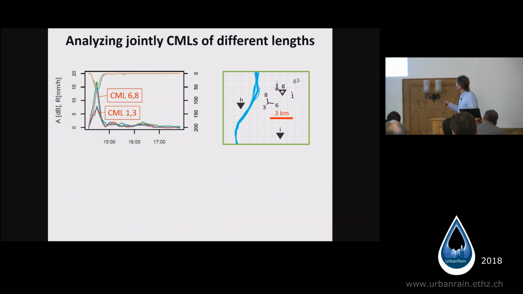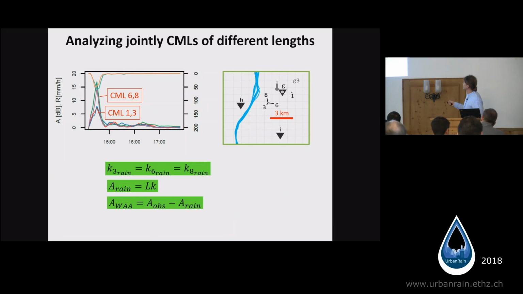And one other option is looking at microwave links which are very close to each other, and we can assume that they were affected by the same rainfall, and they have different lengths. So if they were affected by the same rainfall, and they have the same frequencies, they should have the same specific attenuations by raindrops. And the total attenuation will be different because they are attenuated along different path lengths. So the longer links will be attenuated more than the shorter links.